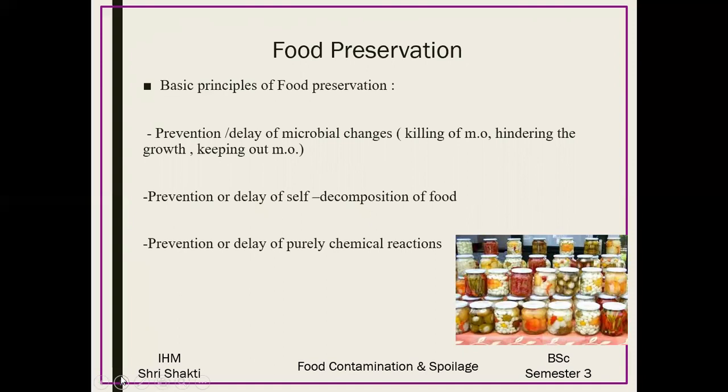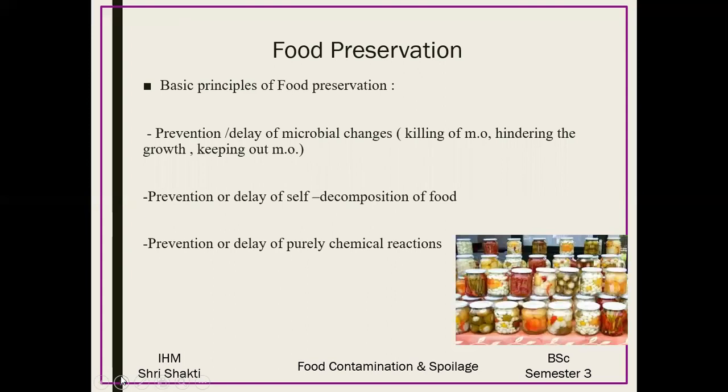The final topic in this unit is food preservation. The basic principles of food preservation are to delay microbial changes or to increase the shelf life of the product, to delay the self-decomposition of the food, and to prevent or delay purely chemical reactions like browning, which you have learned in last year's second semester science.